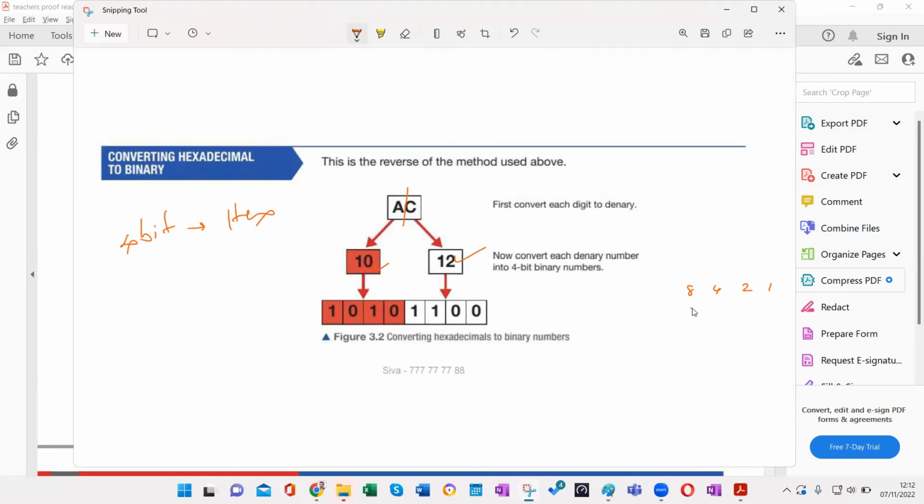So for 12, there's 1 8, 1 4, rest is zeros. So this is 12. For 10, there's 1 8, no 4, 1 2, no 1. That's 10. Simple. So 1 1 0 0, and then here 1 0 1 0. This whole number is the binary equivalent.